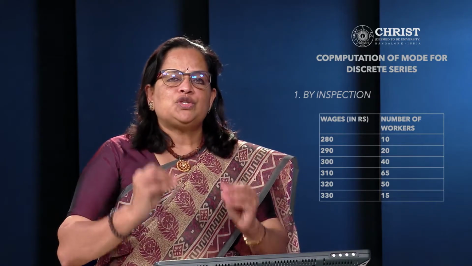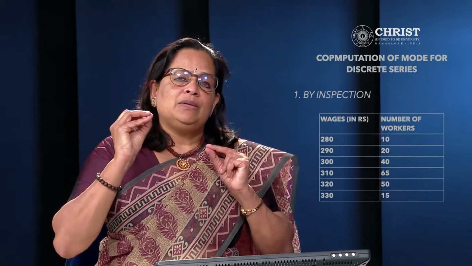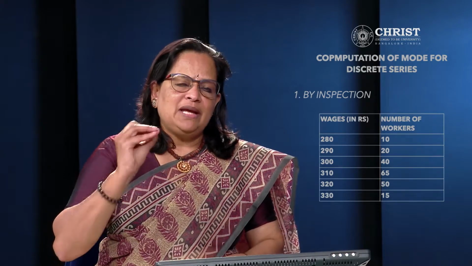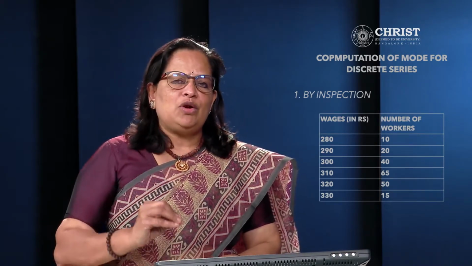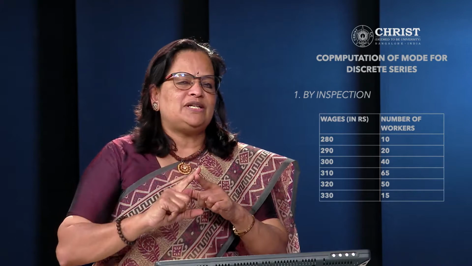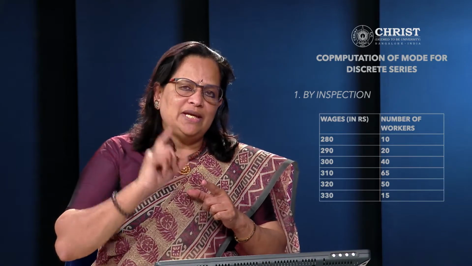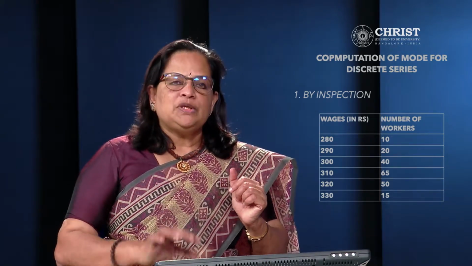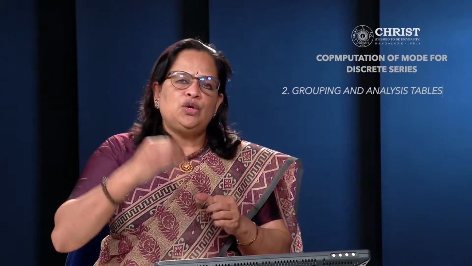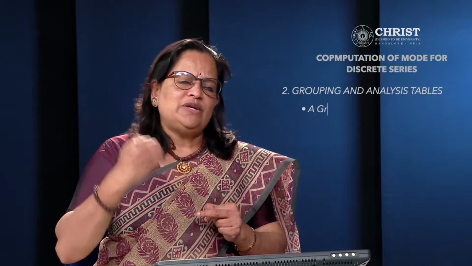But it's always possible to prepare the grouping table and analysis table, and that is the best way of finding the modal value when a marginal difference is there between the highest frequency and the next highest frequency. So that is what I am going to explain with the grouping table and analysis table. A grouping table has 6 columns. It's very simple to learn.